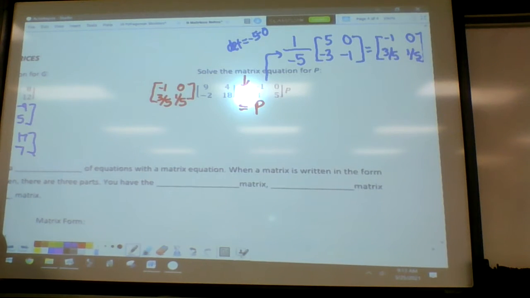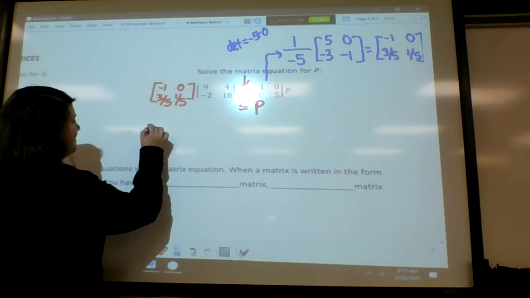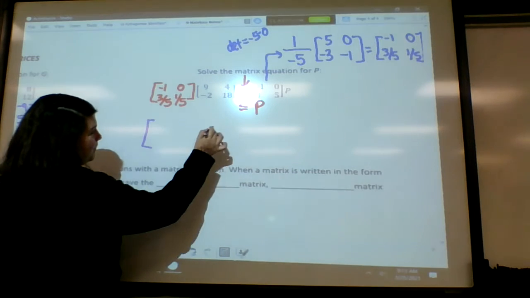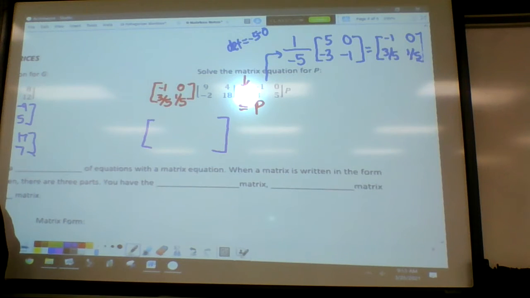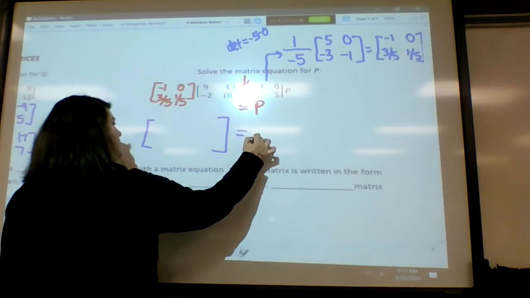Anybody looking at this and you're like, oh man, there's fractions? Yeah, that's a bummer, isn't it? It's all right though, we got this.